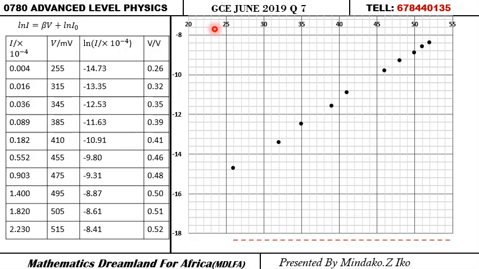5 divided by 5 is 1. But yeah, this minus this is 2. 2 divided by 5 is 0.4. So it means my small line is 0.4, while my small line is 1. Okay, so take note of that.